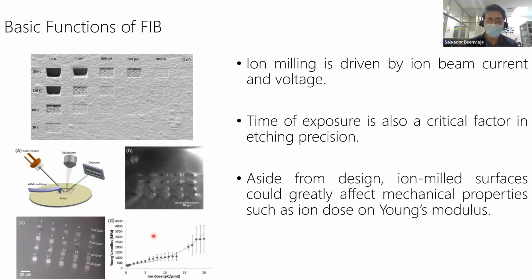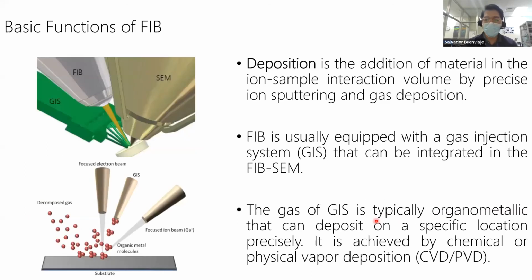So this is just an example of the impact of etching certain designs using FIB. It could affect mechanical properties. Another use of FIB is the opposite of milling, which is actually deposition. Again, the GIS is an important part. It allows the deposition of a certain material on the site-specific target.